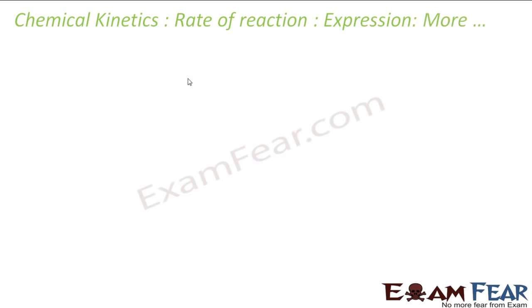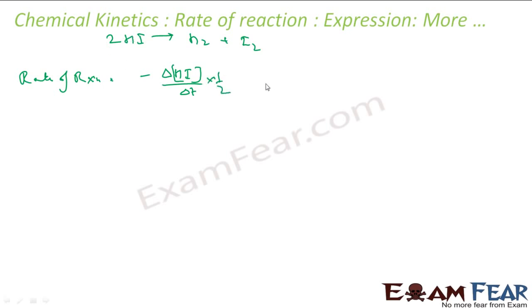So let's see these reactions. I have 2HI and it gives hydrogen and iodine, all gas. For this I want to write the rate of reaction. Just practice: minus of, since it's the reactant, change in concentration of HI by delta t, and since there is a 2 here, I'll multiply by 1 by 2, or this is nothing but, this is a product now, change in concentration of H2, no negative sign because it's a product, it's 1 here, so I can just say by t, or change in concentration of iodine by delta t. Correct?